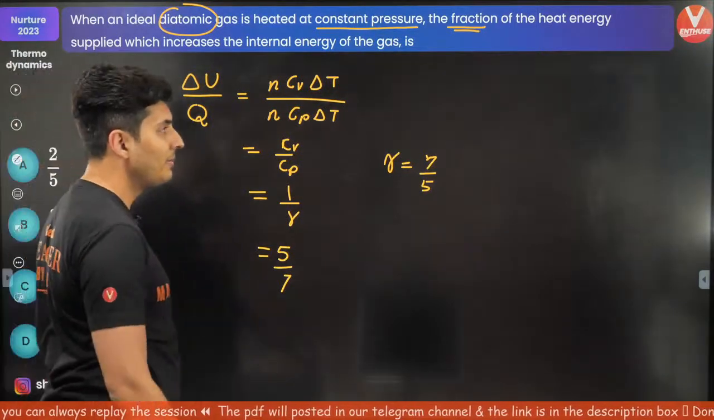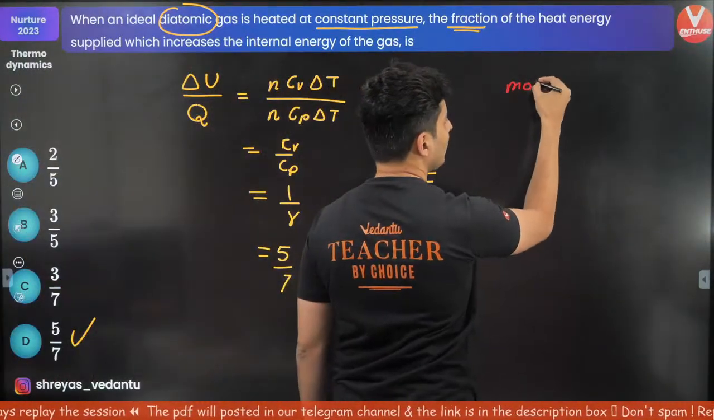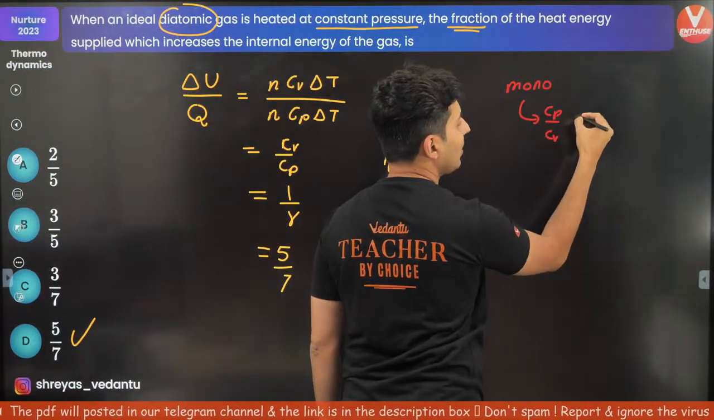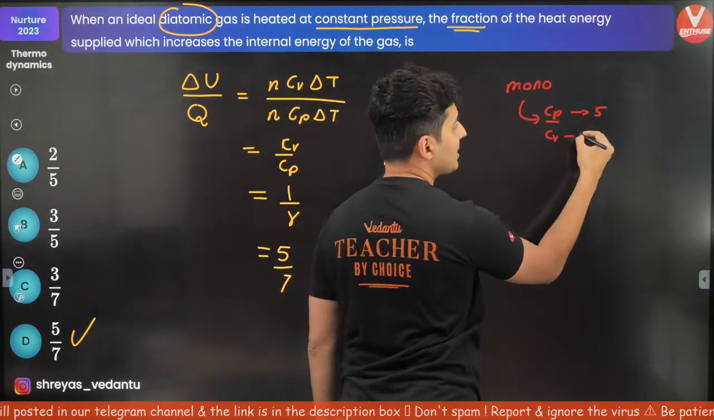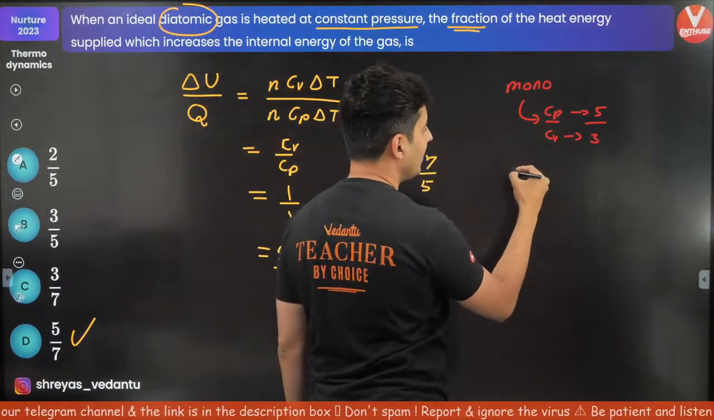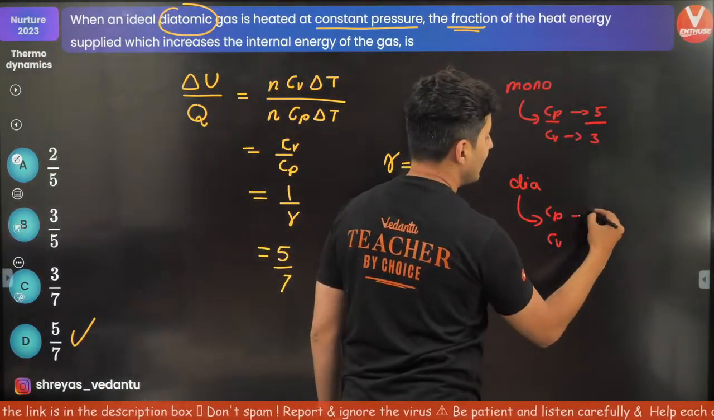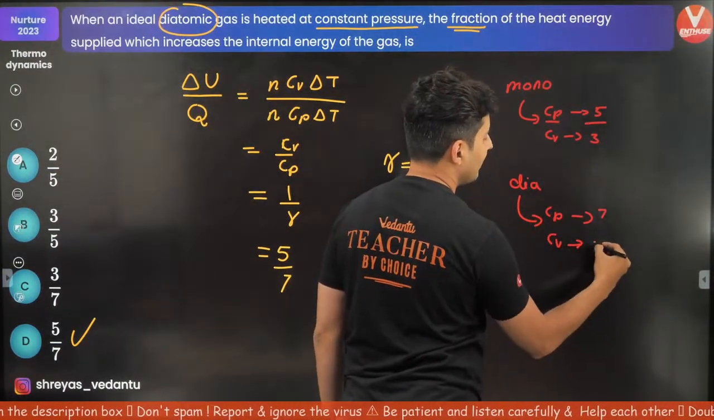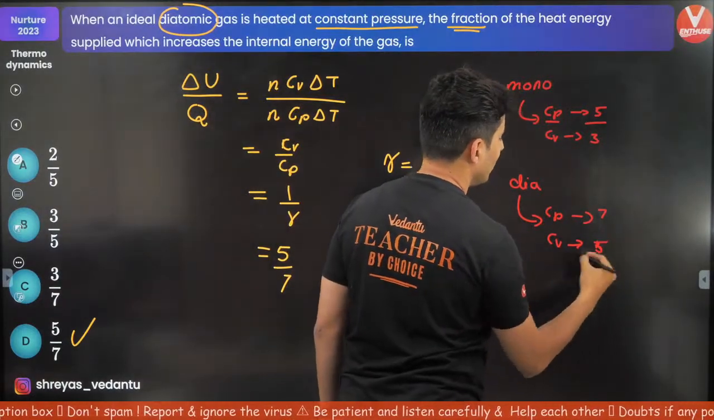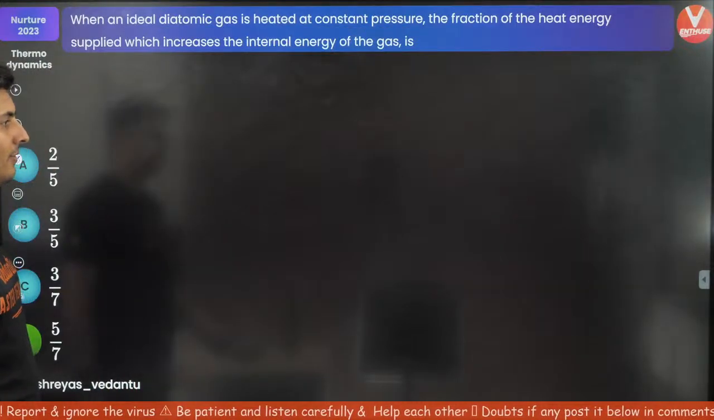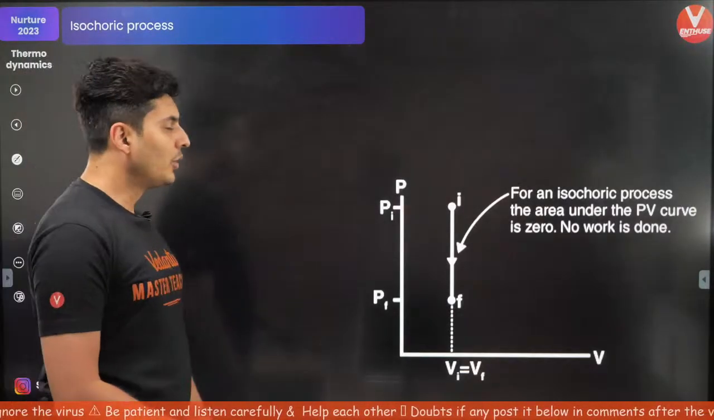So for mono, remember, CP by CV. CP always had 5R by 2, Cv had 3R by 2, so it was 5 by 3. For diatomic, remember Cp and Cv. Cp had 7R by 2, Cv had 5R by 2. So 7 by 5. That's how it comes. Okay? Fair enough? Alright. Moving ahead, isochoric.